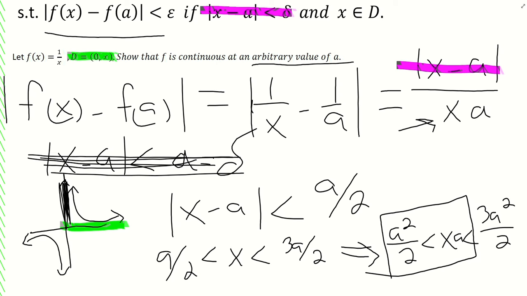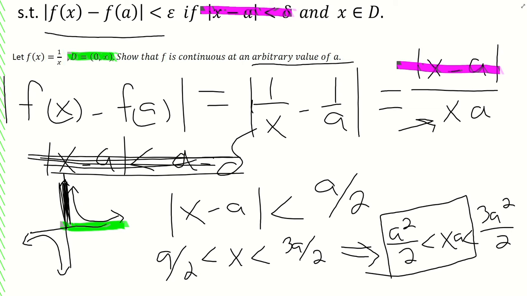And again, the reason is because x over a, or x times a, the smallest that it can get is a squared over 2 based on this inequality. And again, as the denominator gets small, the entire term value blows up. And so you want to bound this in a way that it can only blow up so much. And so you're going to want to use this side of the inequality.